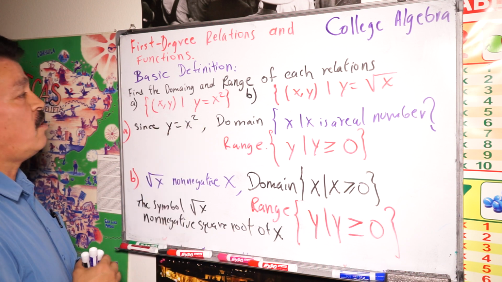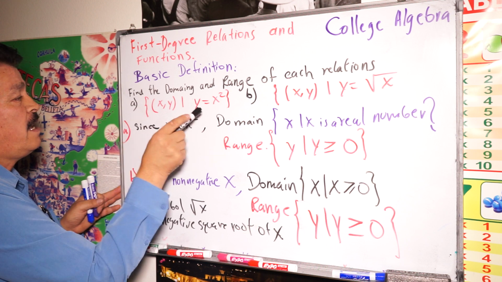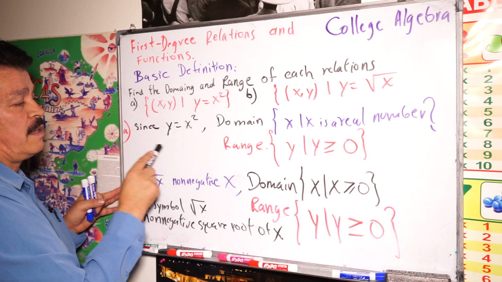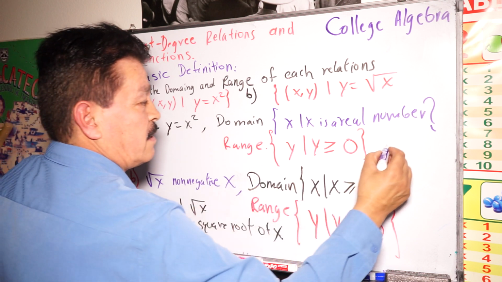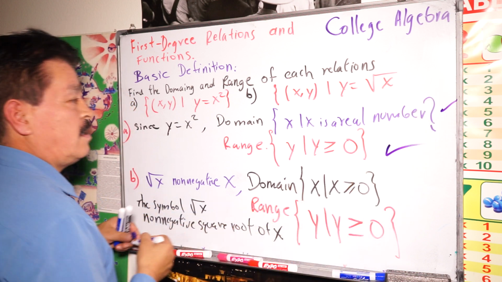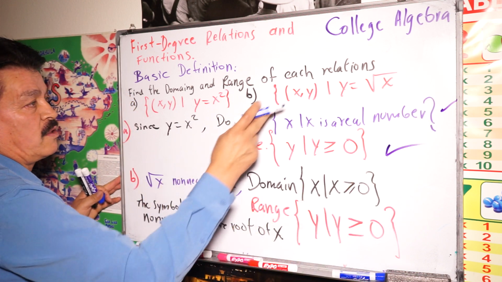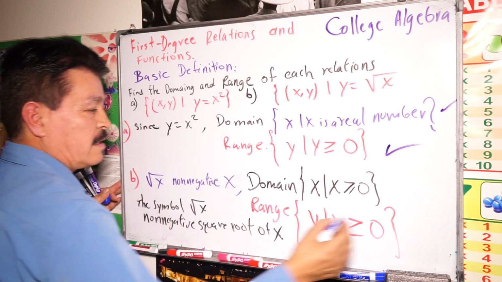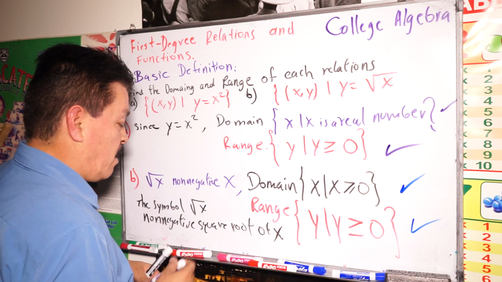It says find the domain and range of each relation. This is a relation, problem A, and we have the solution. For the second one, we also found the domain and range. This is the domain and this is the range. All right, that was our class.